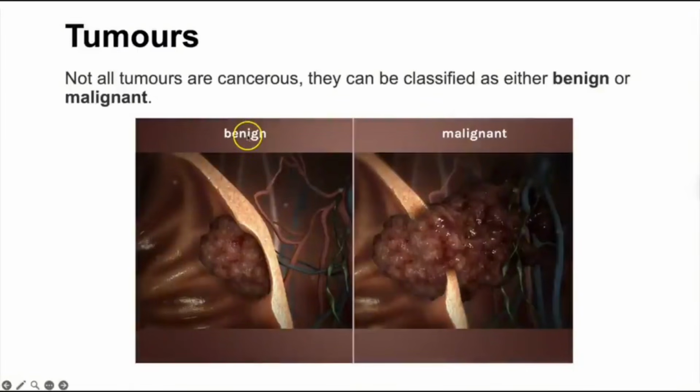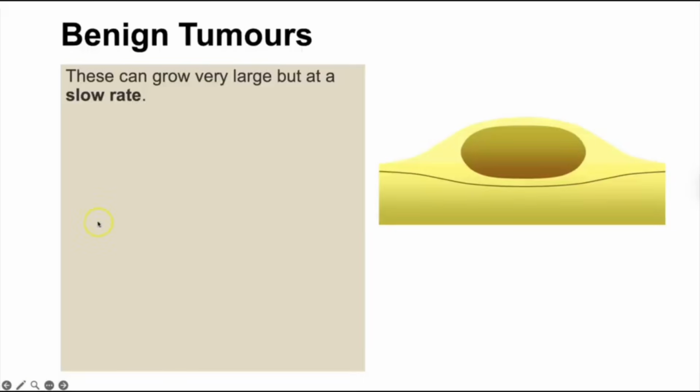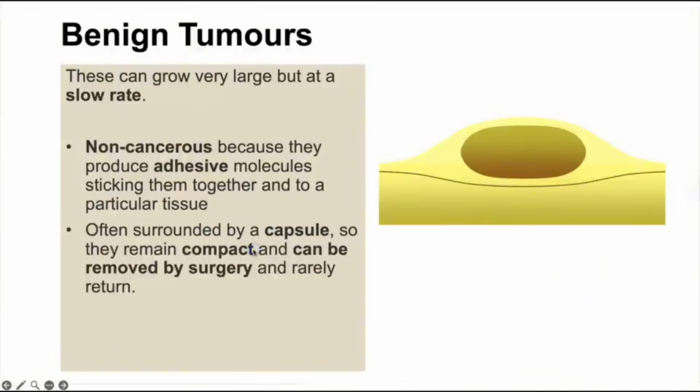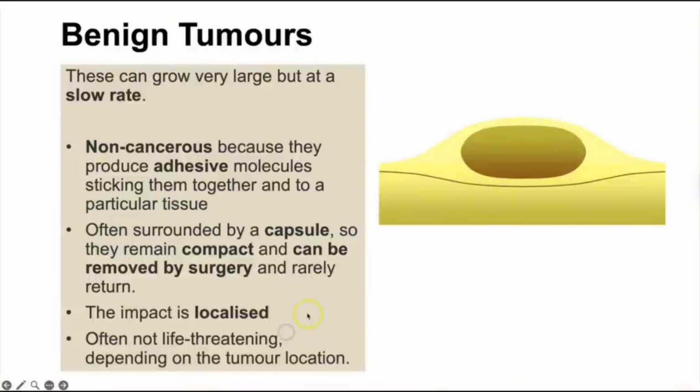Not all tumours are cancerous. They can be benign or malignant. Benign tumours are not cancerous. They can grow very large, but at much, much slower rates. They're non-cancerous because they produce an adhesive molecule which sticks all of the cells together in a particular tissue, and they're often surrounded by a capsule. That means they're much easier to remove by surgery because you can remove the entire tumour, all the cells, because they're encapsulated. And because it's in that capsule, it's localised, it's not going to break off and spread to other tissues. So it's often not life-threatening.